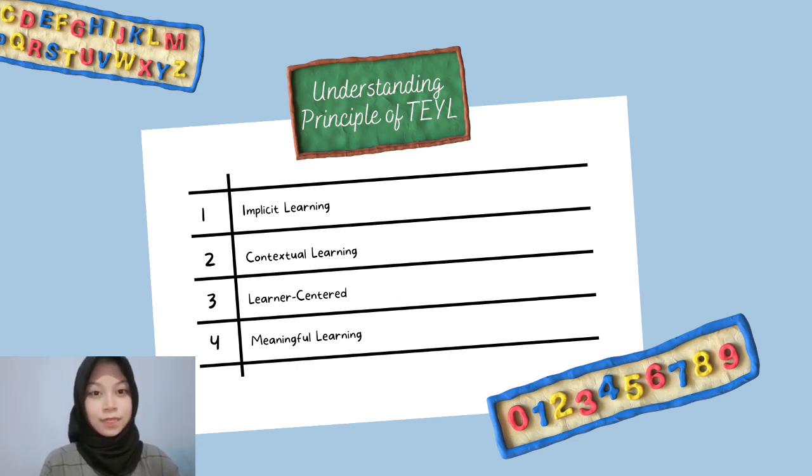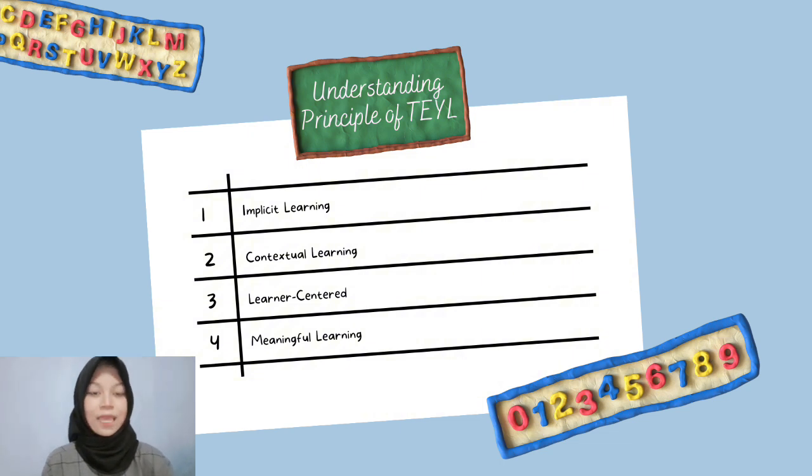Okay, the first material is the principles of TEYL. TEYL improves understanding of the unique needs and characteristics of the students. Here are some key principles. The first one is implicit learning. Implicit learning occurs naturally and unconsciously as children are exposed to language in meaningful contexts. It contrasts with explicit learning, where rules and structures are taught directly. For example, children learn grammar rules by hearing and using language in context rather than through direct instruction.